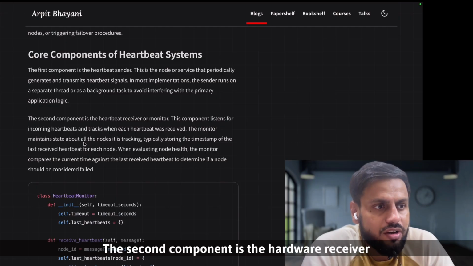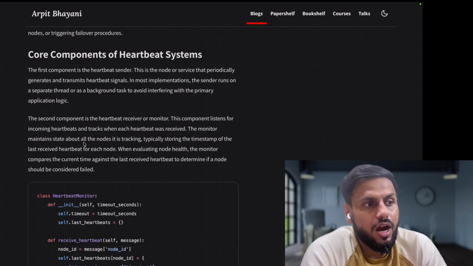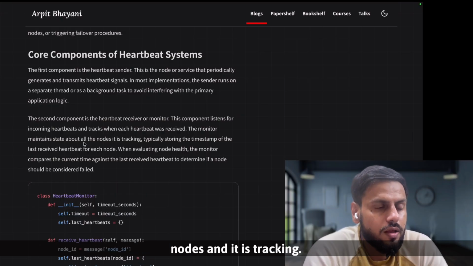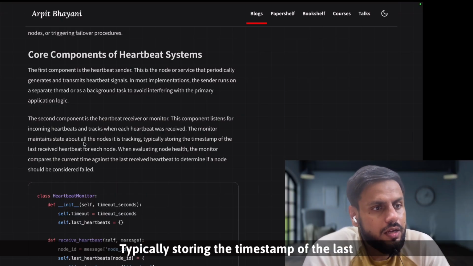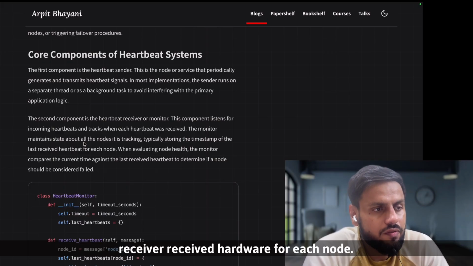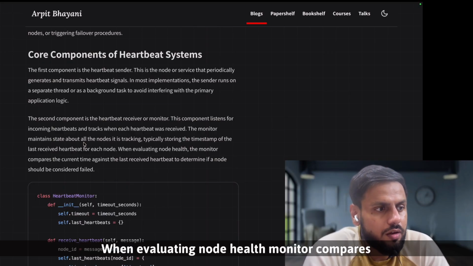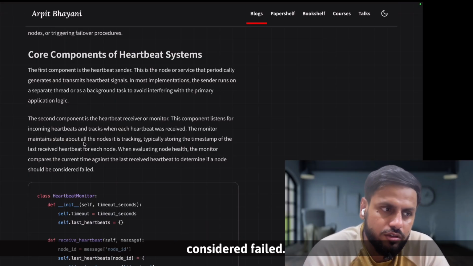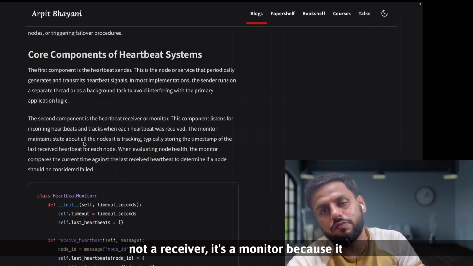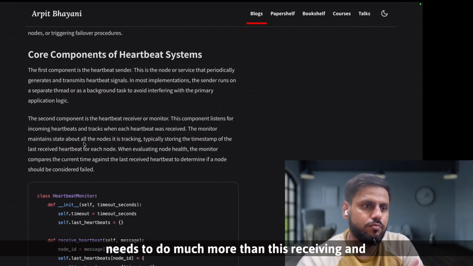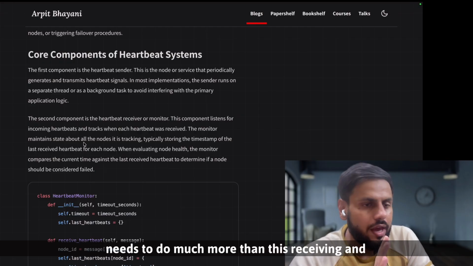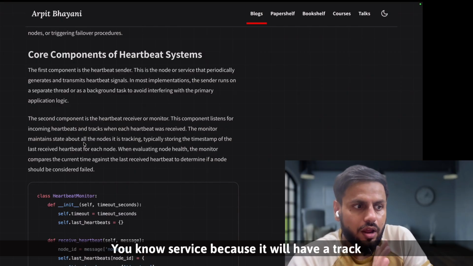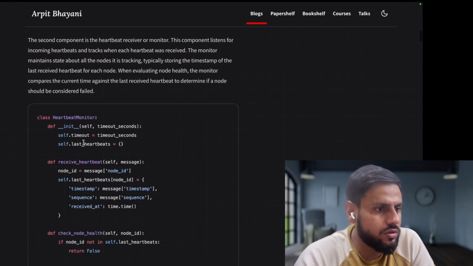The second component is a heartbeat receiver or a monitor. The component listens for incoming heartbeats and tracks when each heartbeat was received. The monitor maintains the state of all the nodes, typically storing the timestamp of the last received heartbeat for each node. When evaluating node health, the monitor compares the current time against the last received heartbeat to determine if a node should be considered failed. So it is not just a receiver, it's a monitor, because it needs to do much more than just receiving, and it looks like a centralized service, because it will keep track of many nodes.